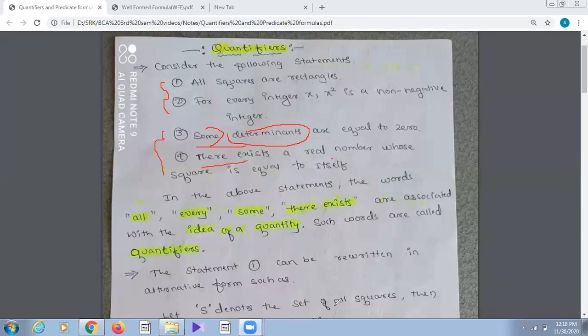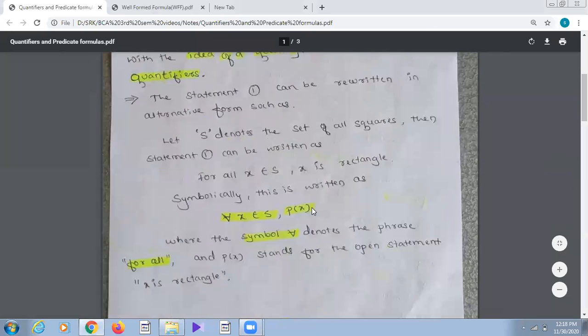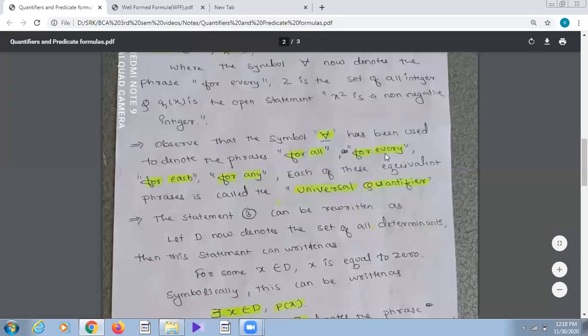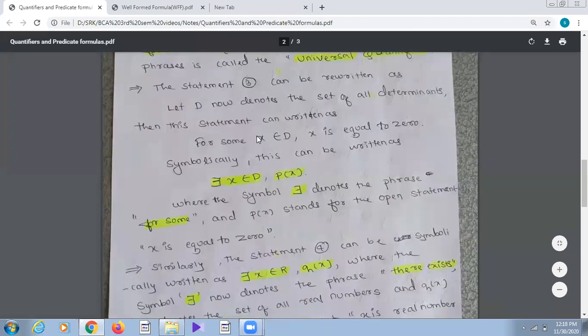Okay, so here is the definition of the universal quantifier: for all, for every, for each, for any. These phrases are written in this symbol, and all these phrases are called universal quantifiers. Next, see example 3.